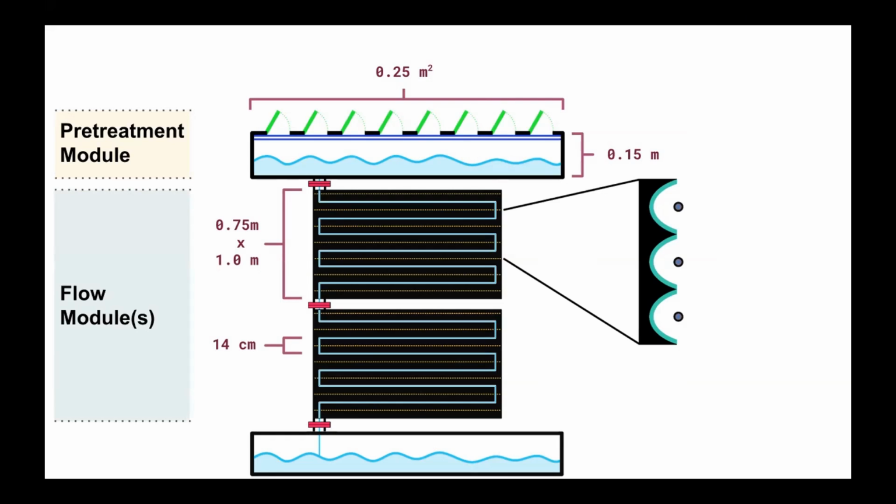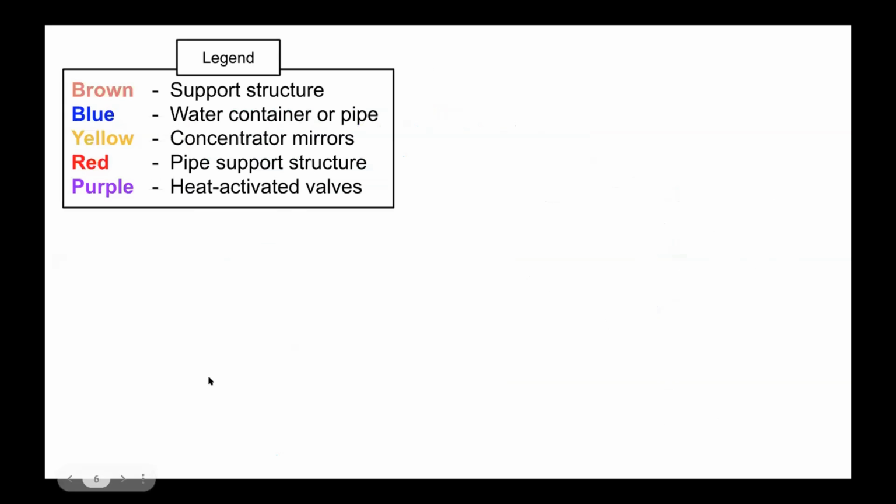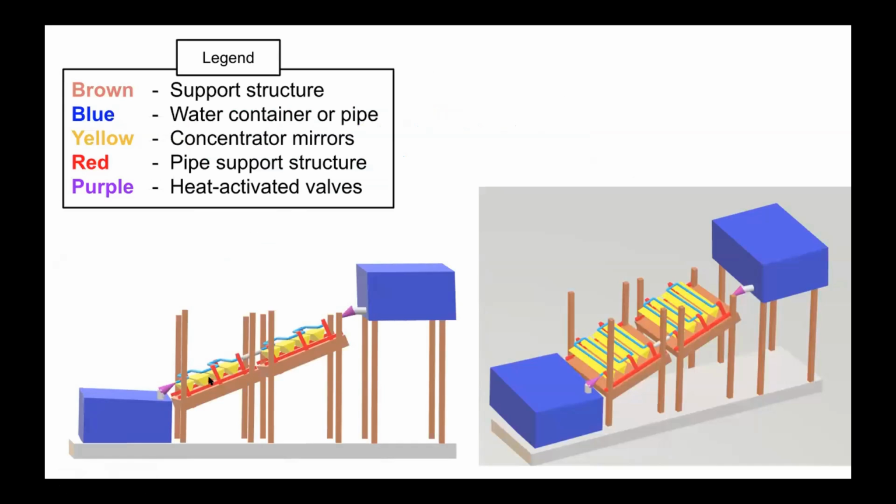Next slide. The next is the flow modules. These have a certain number of rows of tubing with mirrors behind them. The dotted lines show the edges of the mirrors, and the mirrors just concentrate the sun into the tubes. Next slide. And then on the right-hand side were the mirror dimensions. And here's a picture of the 3D model of what it might look like.